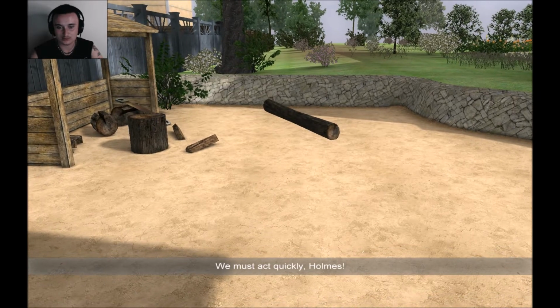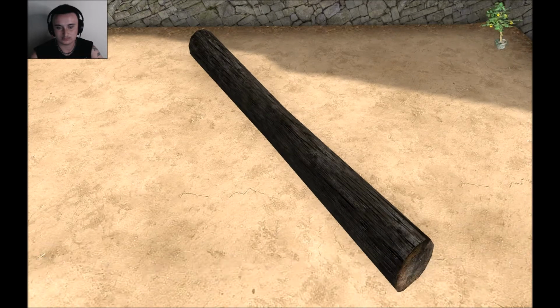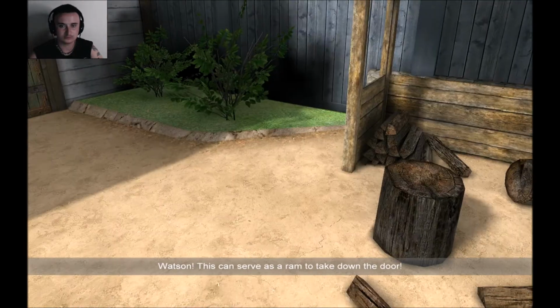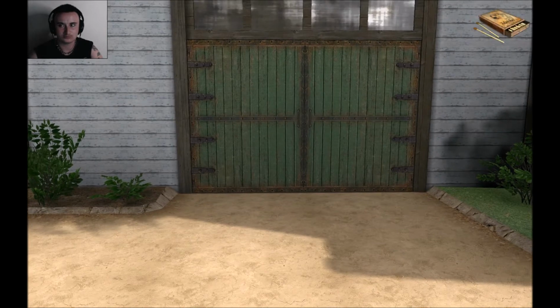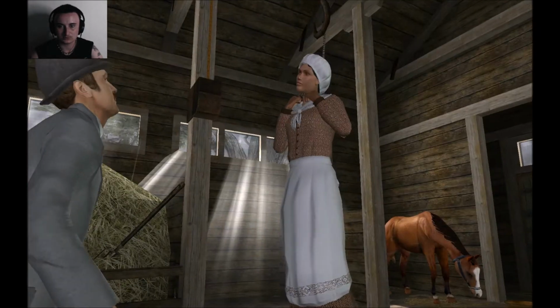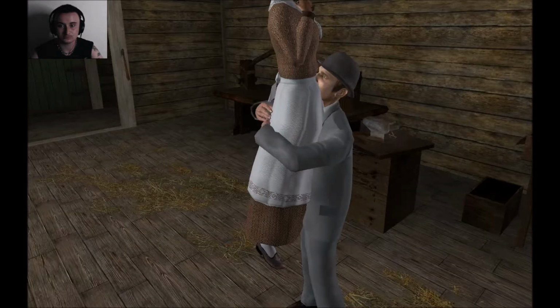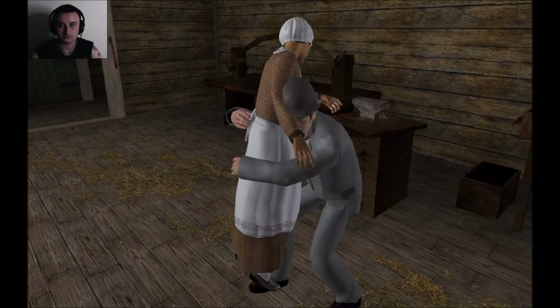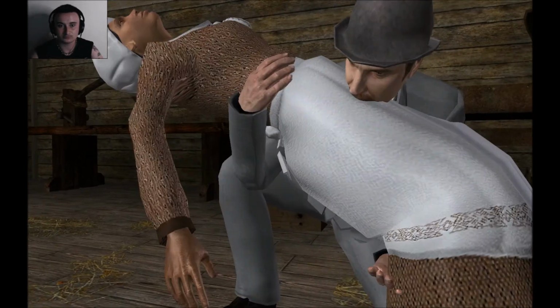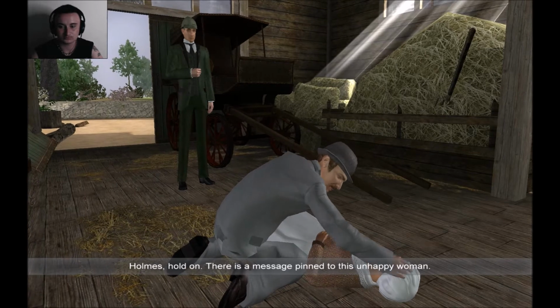We must act quickly. Holmes, right here. This must have come from the stables, Holmes. Watson, this can serve as a ram to take down the door. Watson, tend to her. Holmes, hold on. There is a message pinned to this unhappy woman.